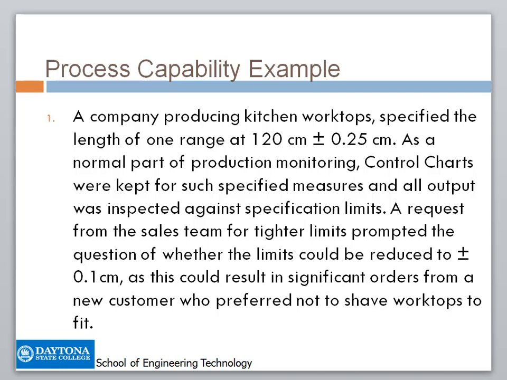A request from the sales team for tighter limits prompted the question of whether the limits could be reduced to plus minus 0.25 centimeters, as this could result in significant orders from a new customer who preferred not to shape the worktop to fit. So this means that we need to do a process capability study to see first if our process is capable utilizing the first tolerance, and if it is, we can see if we can reduce the limits and the process still be able to produce right quality worktops.